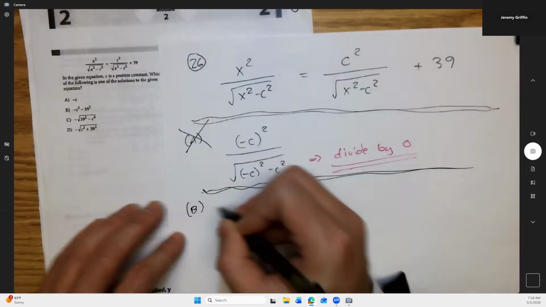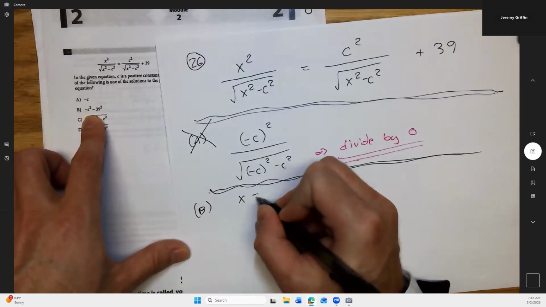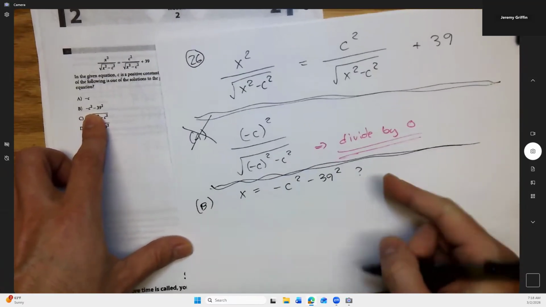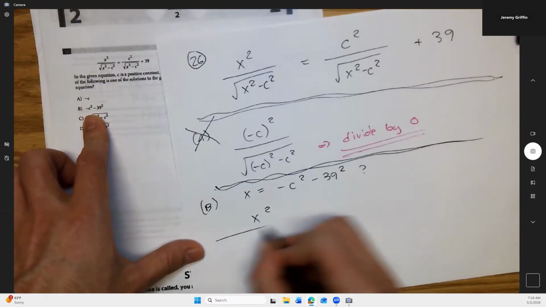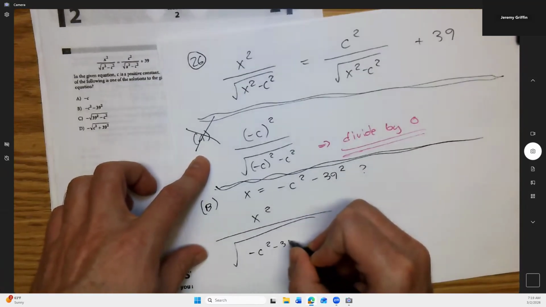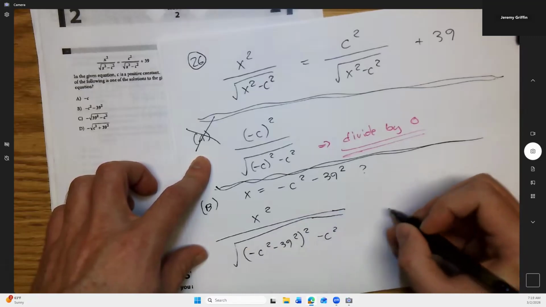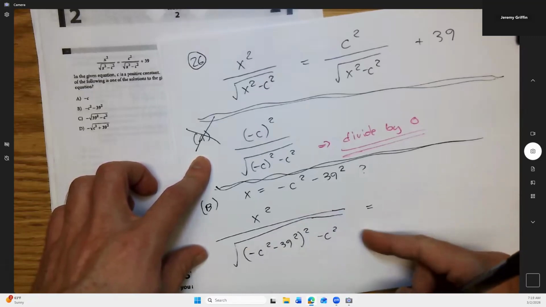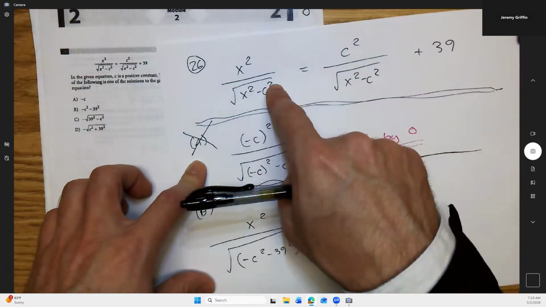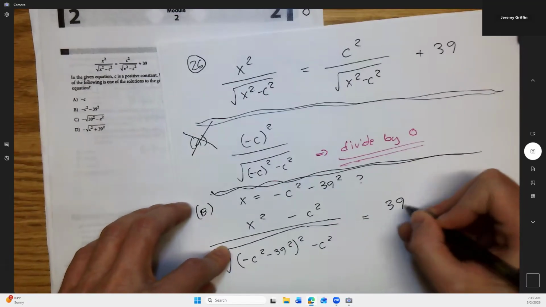So let's try option B and see what happens. Negative c squared minus 39, so x equals negative c squared minus 39 squared. I'll put a question mark because we're going to test this. So we've got x squared over the root of negative c squared minus 39 squared, whole thing squared, minus c squared. Since these have the same denominator, I'm just going to subtract this over, say minus c squared here, and put that all together. This is equal to 39.